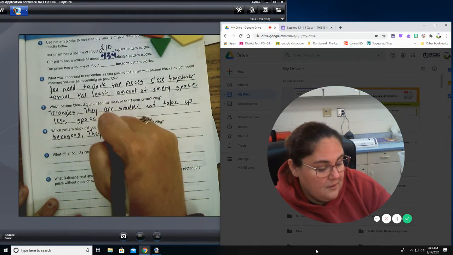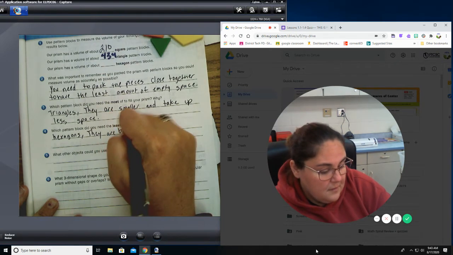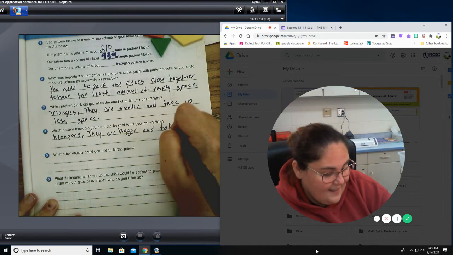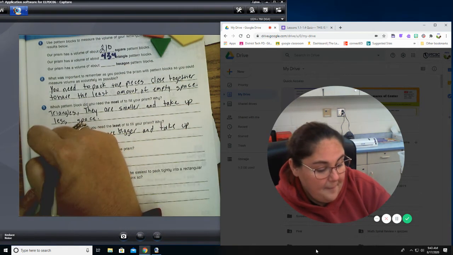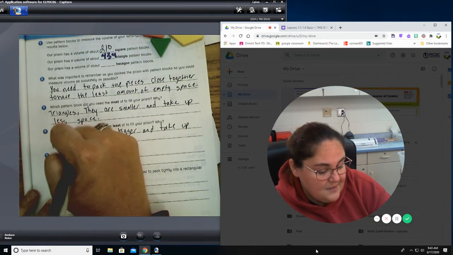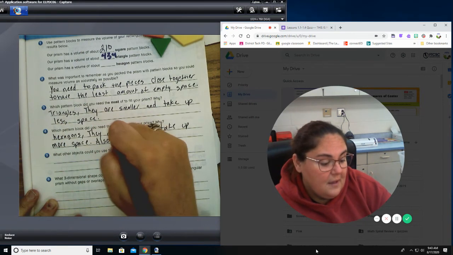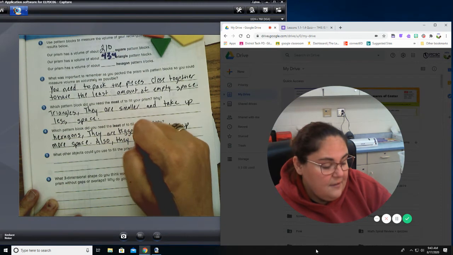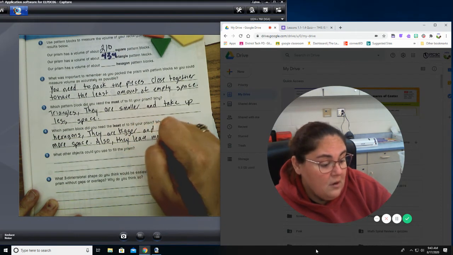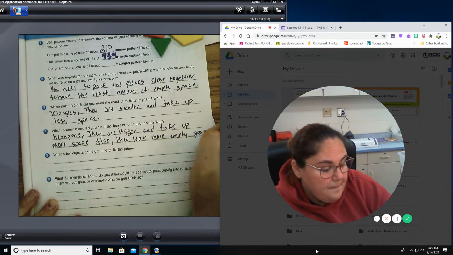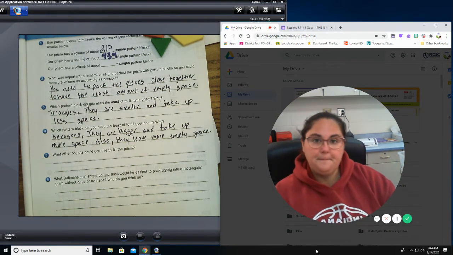They are bigger and take up more space. Also, they leave more empty space. Keep that in mind.